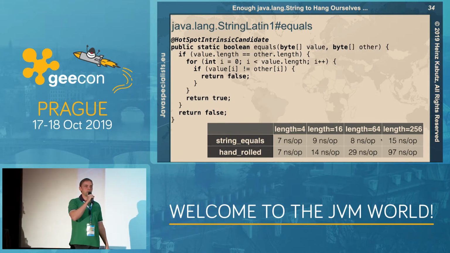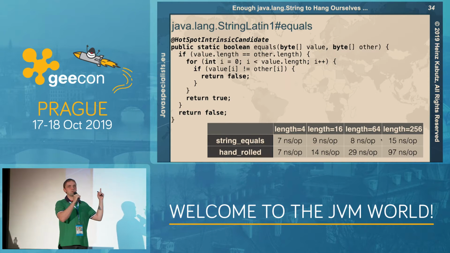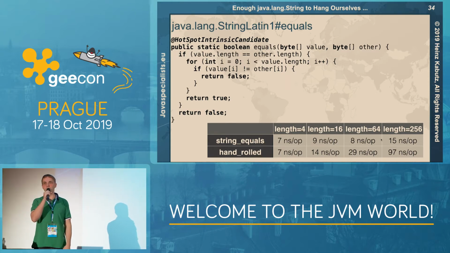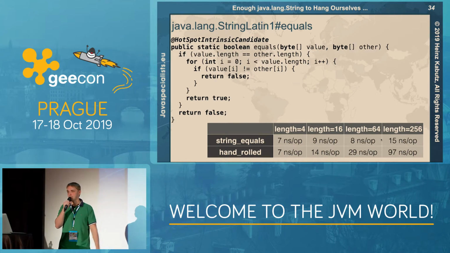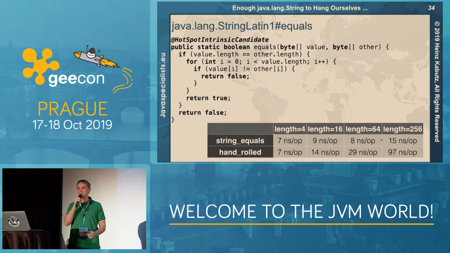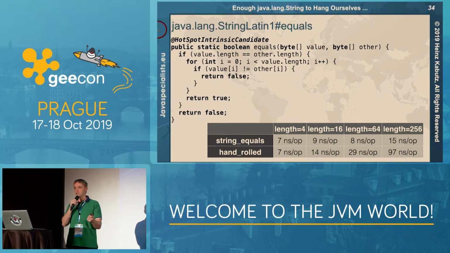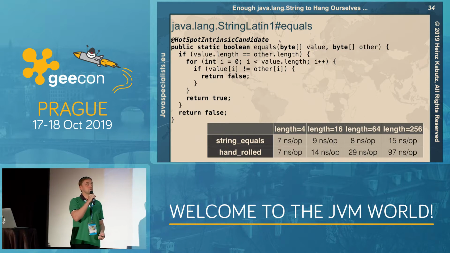Who knows why? Is it because I copied the code equals into my own namespace? Maybe java.lang is the magic? Can anybody spot something magic on the screen, maybe? Yeah, annotation, hotspot, intrinsic candidate. Do you think if I put that in my code, it will be fast?